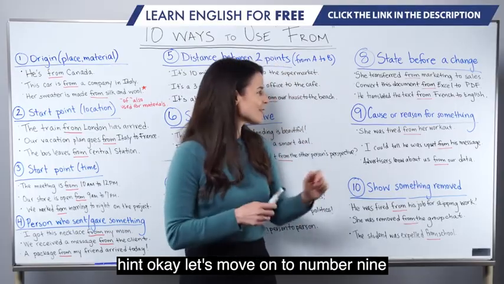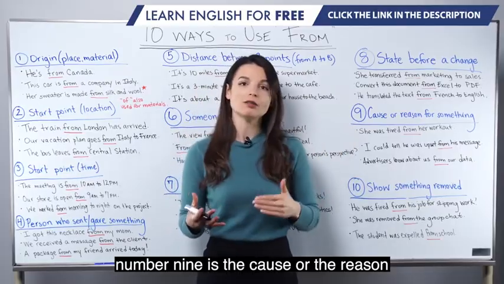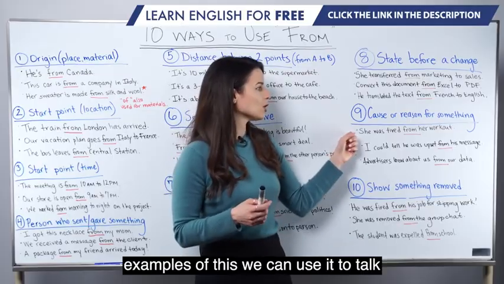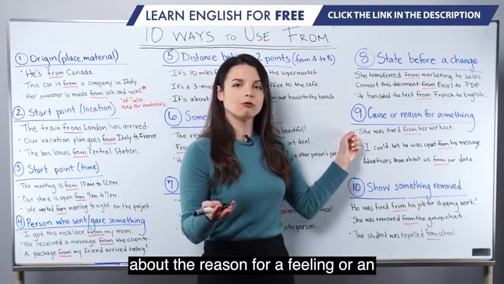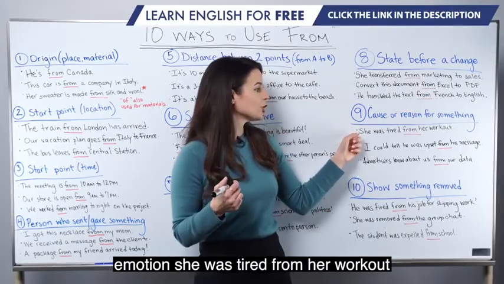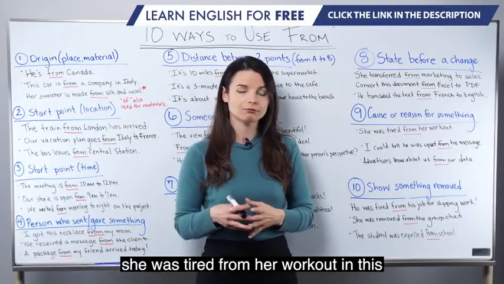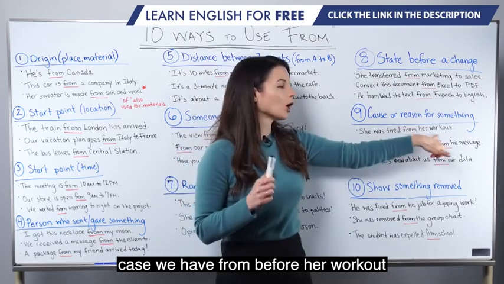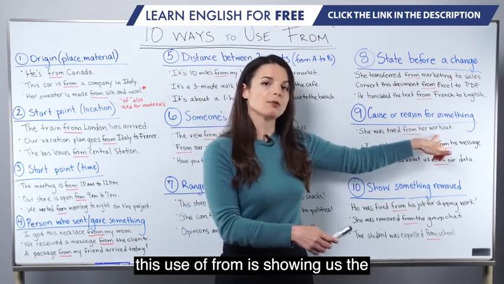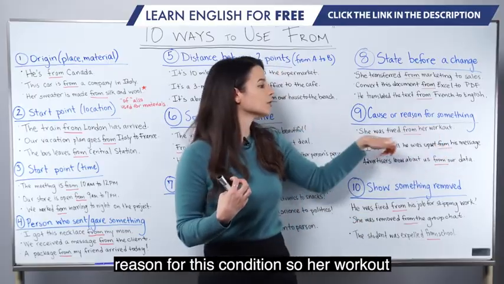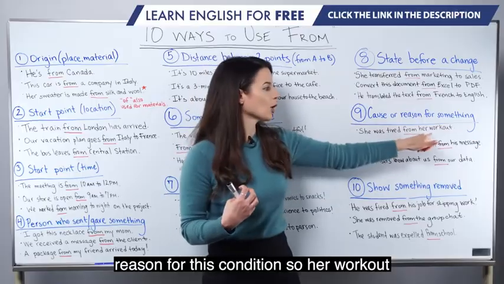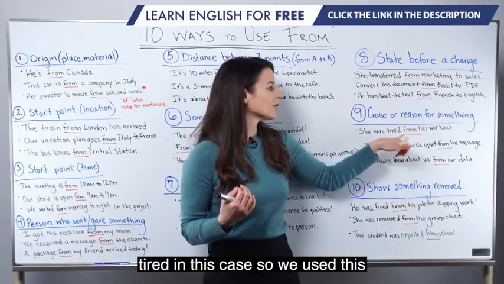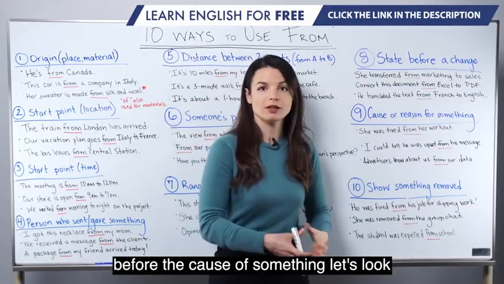Okay, let's move on to number 9. Number 9 is the cause or the reason for something. So let's look at some examples of this. We can use it to talk about the reason for a feeling or an emotion. She was tired from her workout. In this case, we have from before her workout. This use of from is showing us the reason for this condition. So her workout is the reason she was tired. So we use this before the cause of something.